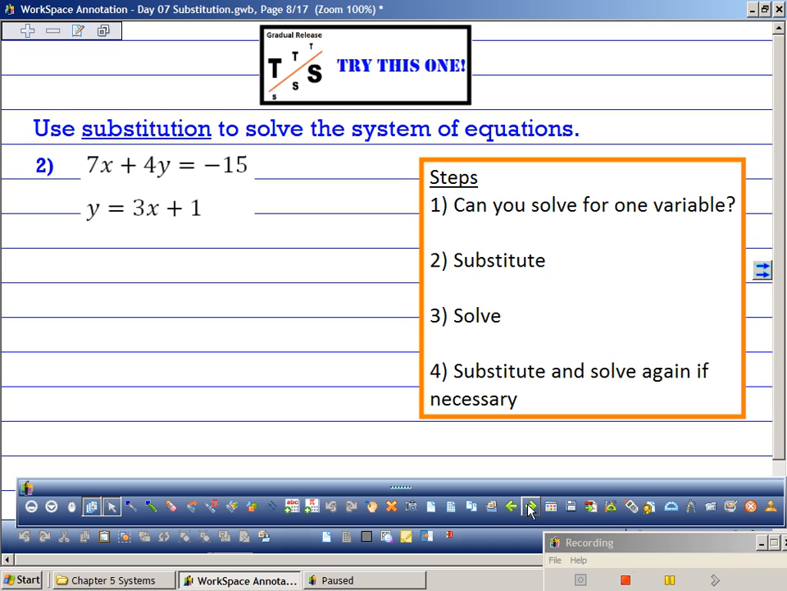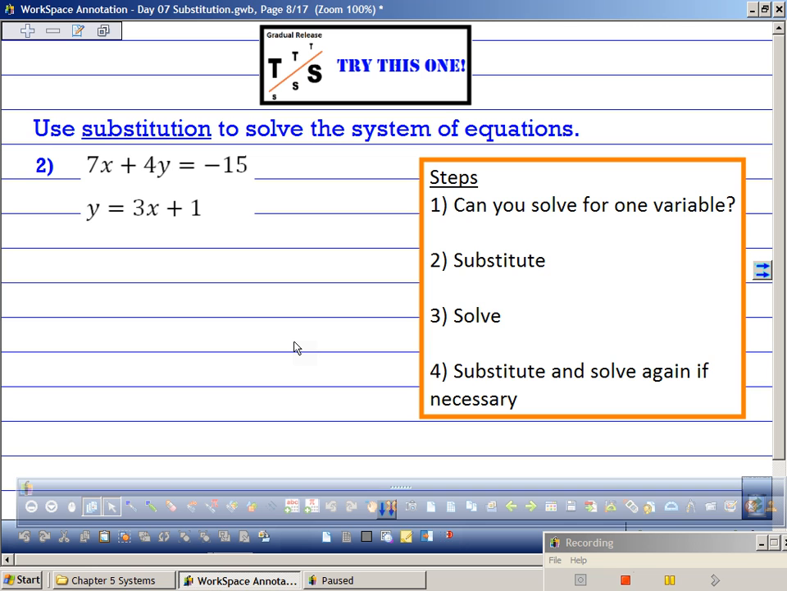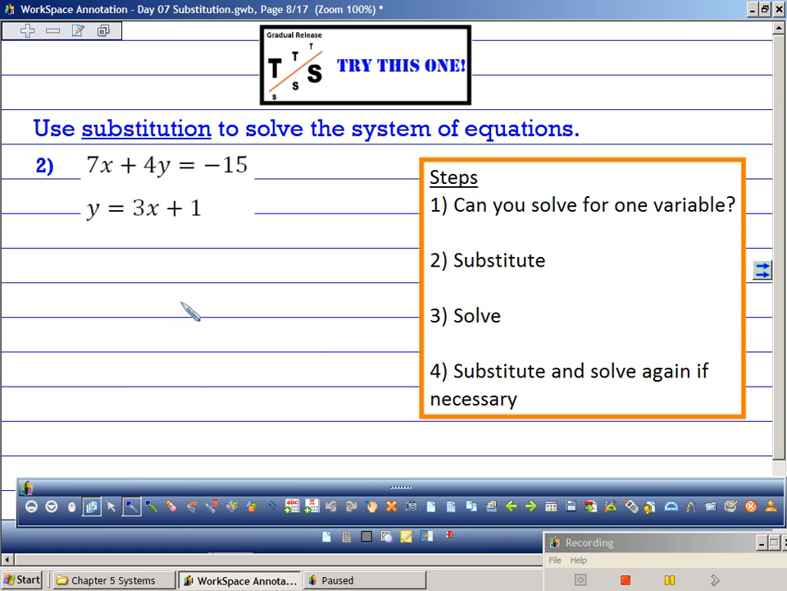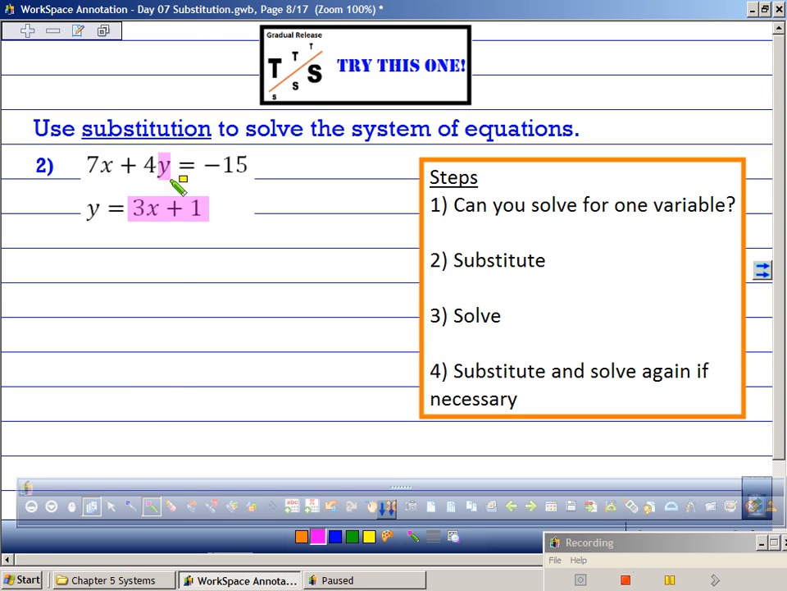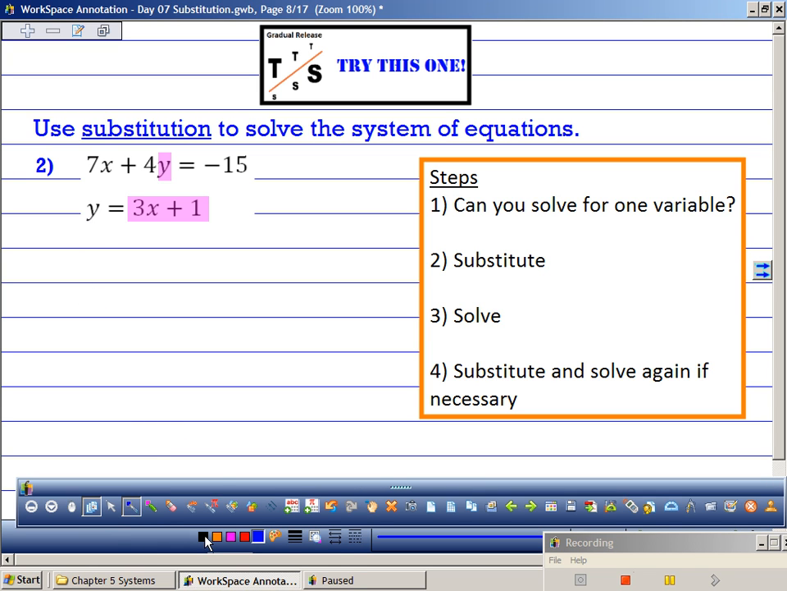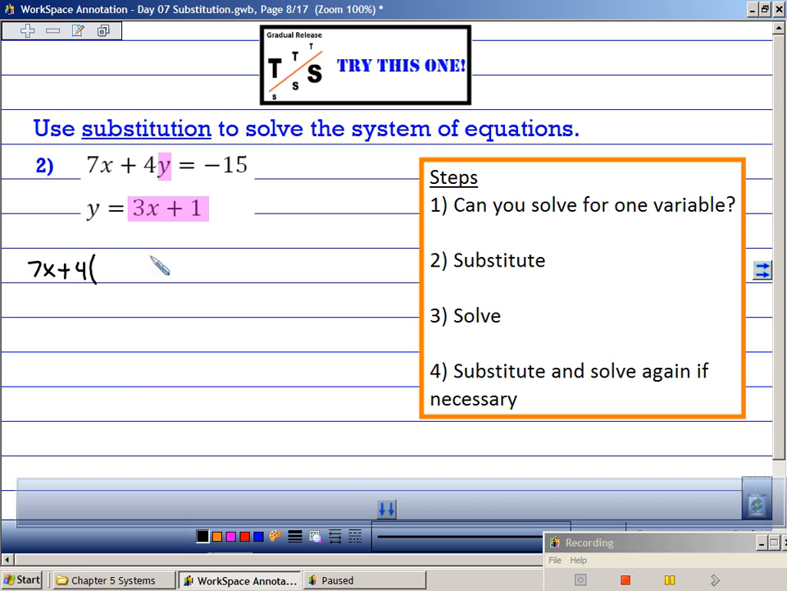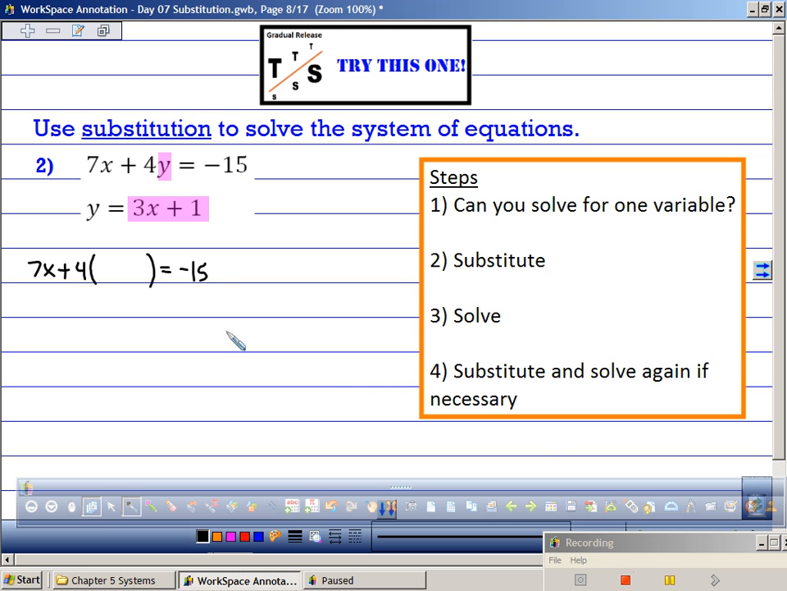Why don't you guys try this one on your own? I think I'll begin it with you just a little bit. So we need to substitute. I've already got a variable that I've solved for me, correct? I know that y equals 3x plus 1. So can't I just substitute 3x plus 1 for y? So now I could do 7x plus 4y, but that parenthesis needs to be kind of bigger, right? Because it's got to fit that whole thing in there. Equals negative 15. Now you guys solve it.